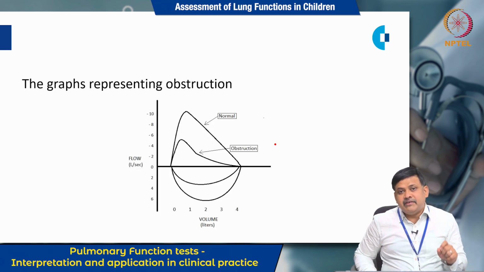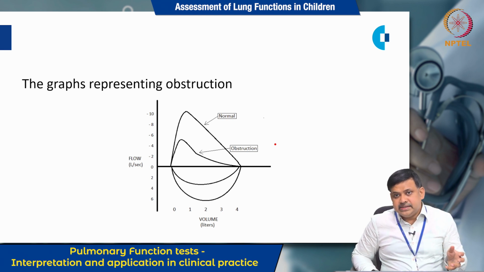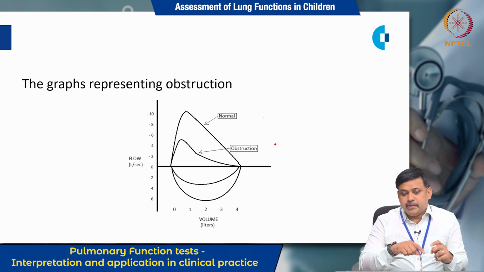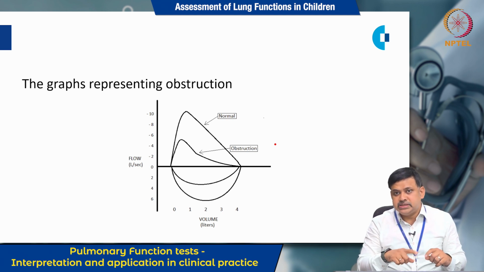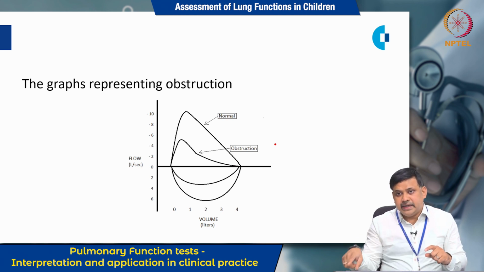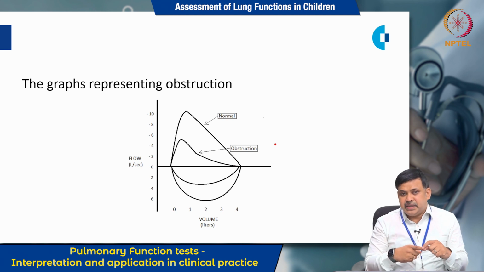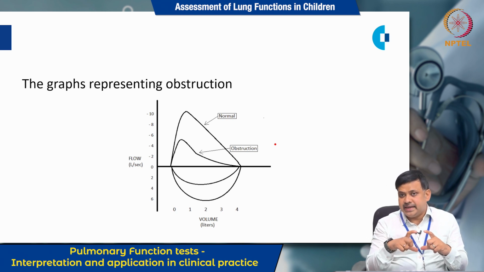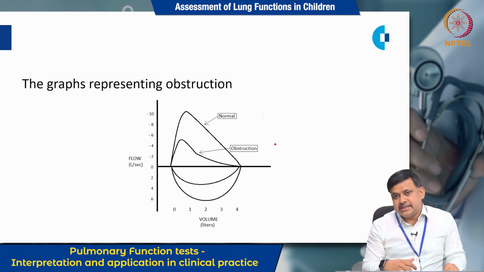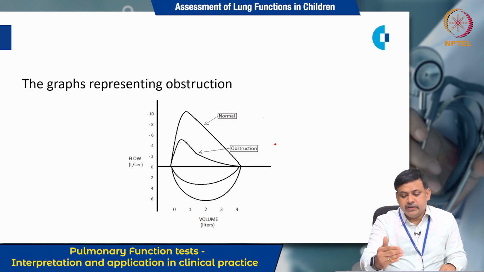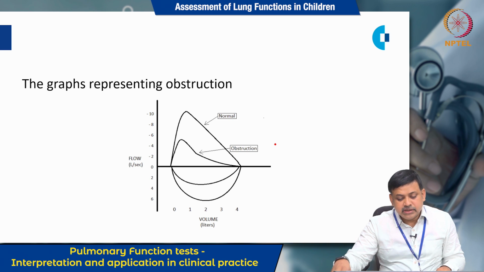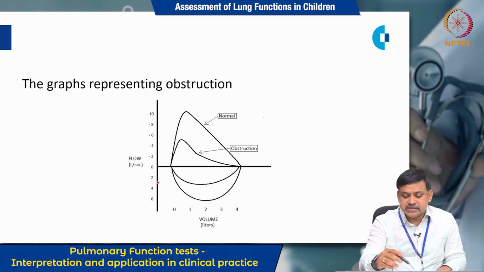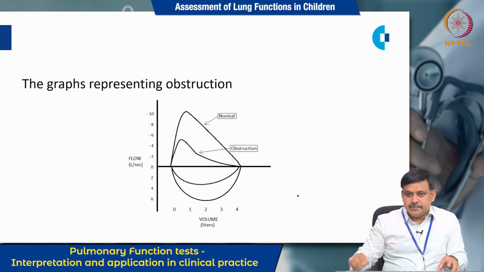This graph represents obstruction. Obstruction is nothing but an airway disease. The normal spirometry has a normal loop, which has an inspiration followed by an expiration and followed by an inspiration completely, so we get a complete loop. Whereas in the obstructive phase, the liters per second is reduced. So, this is actually the obstruction phase.